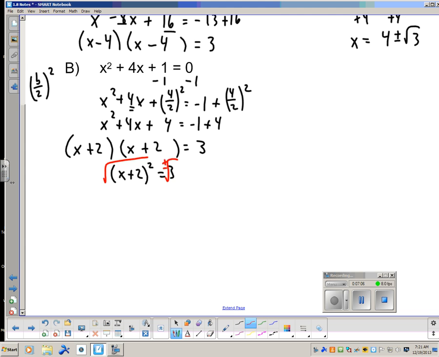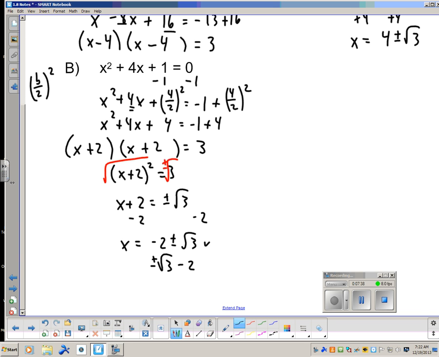If you take the square root of something squared, you just get what's underneath the square root, and x plus 2 is underneath the square root, so I get x plus 2 equals plus or minus the square root of 3. And then I can simply subtract 2 from both sides, so I get x equals -2 plus or minus the square root of 3, or if you want to write it, you can go plus or minus the square root of 3 minus 2. Doesn't matter which way you write it. I just usually like to write it like the first option.